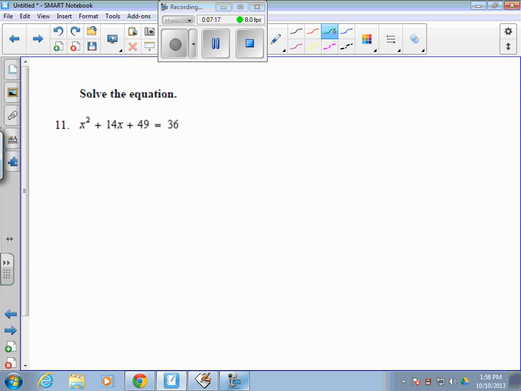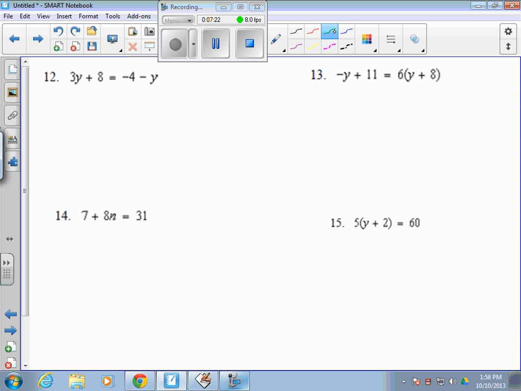Solving this equation says x squared plus 14x plus 49 equals 36. Let's go to number 12. 3y plus 8 equals negative 4 minus y. Put all your y's on one side by adding y to this side. Do the same here. Bring everything else to the other side by subtracting 8 here and subtracting it on this side. So what we're left with: 3y plus y is 4y equals negative 4 minus 8, which is negative 12. Then get rid of 4 times something by dividing by 4. y is negative 3.